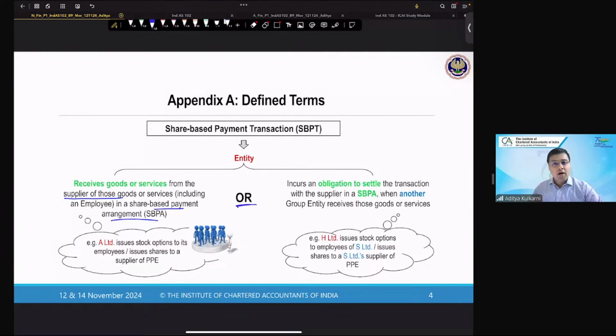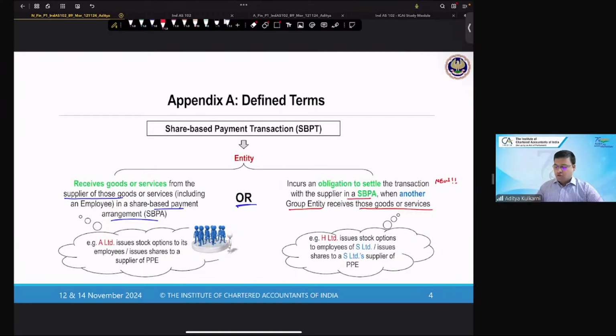Or, and this 'or' is very important because this is something which you have studied partially under the guidance note. This is the new one. The entity incurs an obligation to settle the transaction with the supplier in a share-based payment arrangement. SBPA is a share-based payment arrangement when another group entity receives those goods or services. That also gets covered.